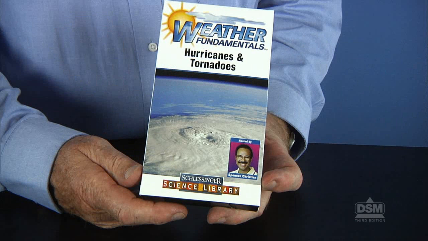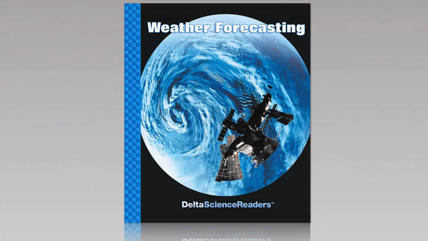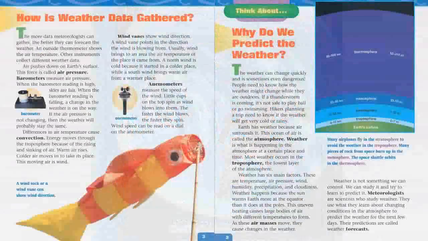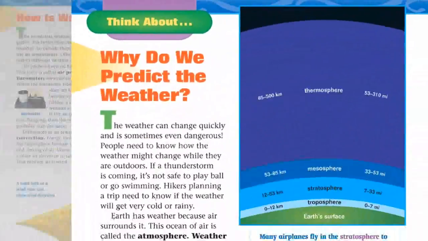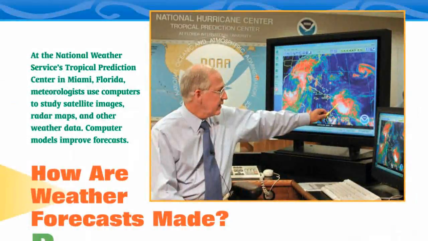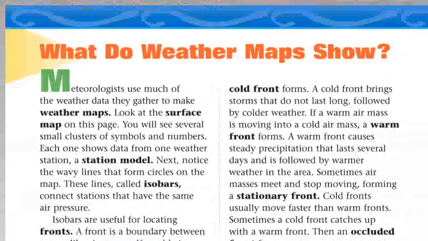In creating and maintaining a weather station, students discover the importance of accurate weather forecasting and record keeping. Through video, students delve into severe weather for which forecasting is especially valuable. In the Delta Science Reader Weather Forecasting, students are introduced to the world of weather forecasting and the data, instruments, and science that make forecasting accurate.